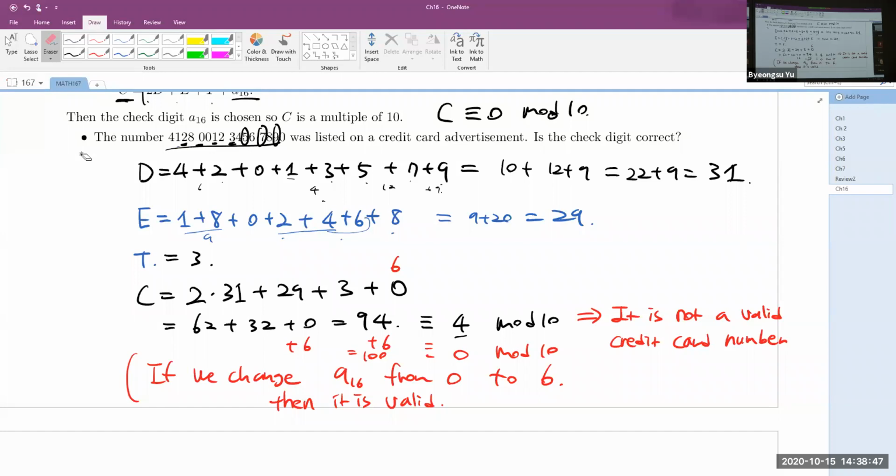Yes, so by changing A16 from 0 to 6, you can get the valid credit card. So it is just additional comments. But the answer is that it is not a valid credit card because it is 4 mod 10 instead of 0 mod 10. So yeah.